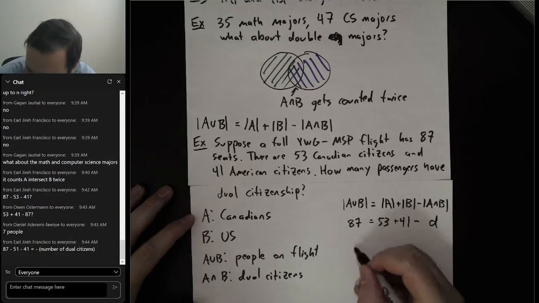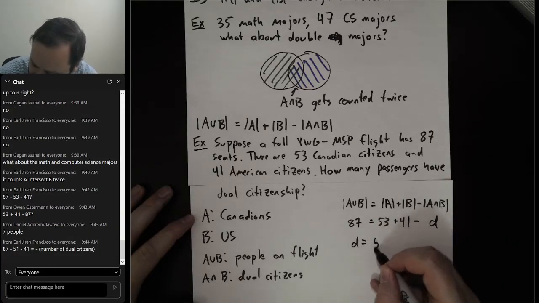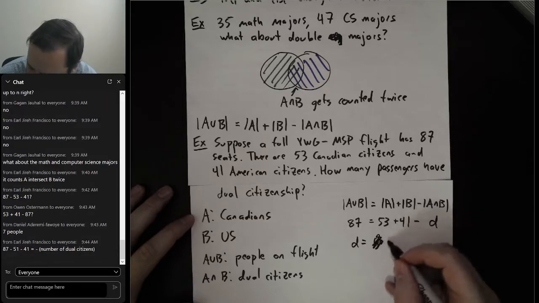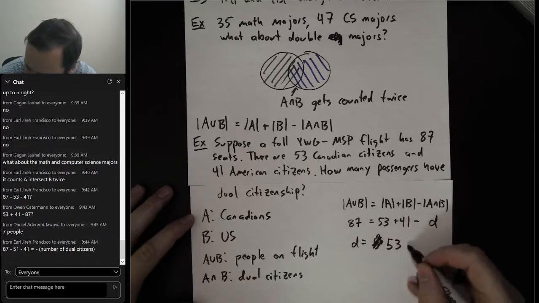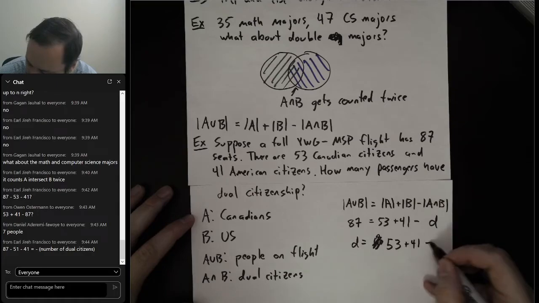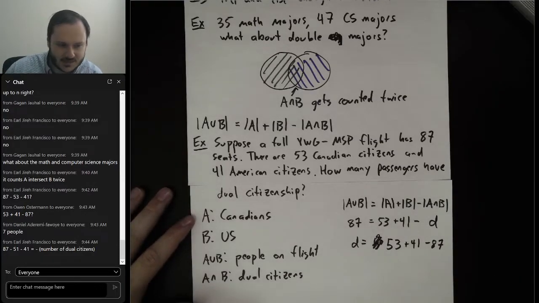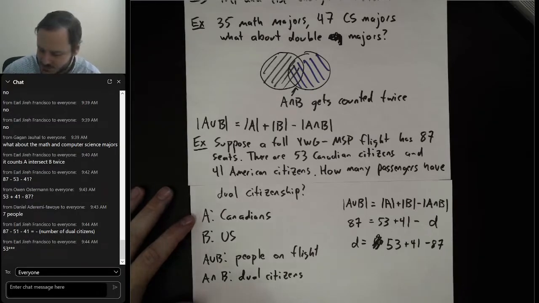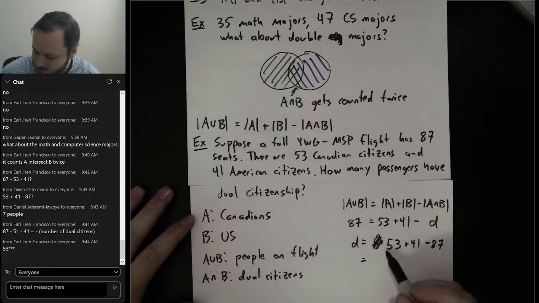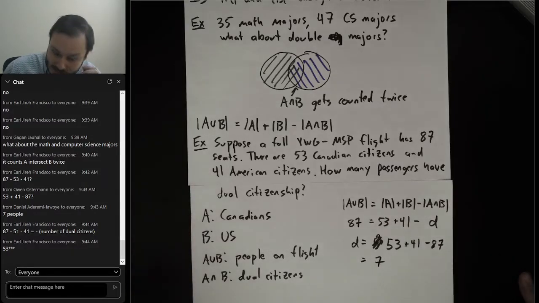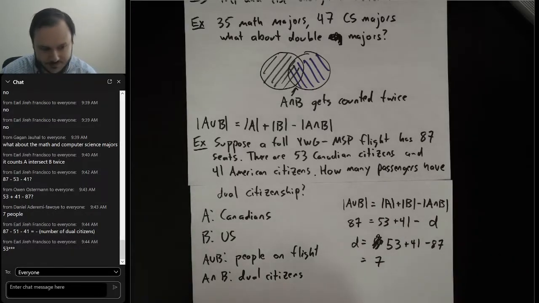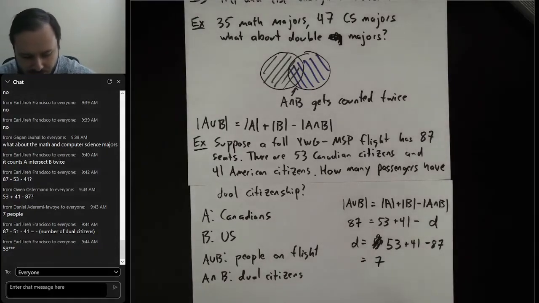And so if we solve for D, we want D is 53 plus 41 minus 87. So close, but that would have given us a negative number of dual citizens. So good. This gives us 94 minus 87 is 7 dual citizens. Just an example of how we can use this result.